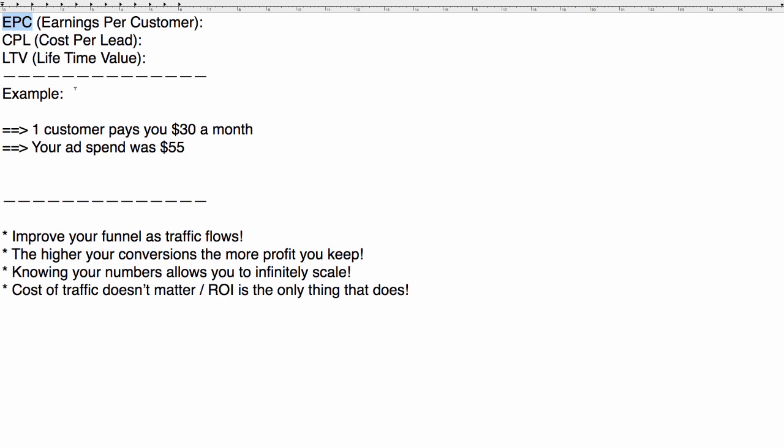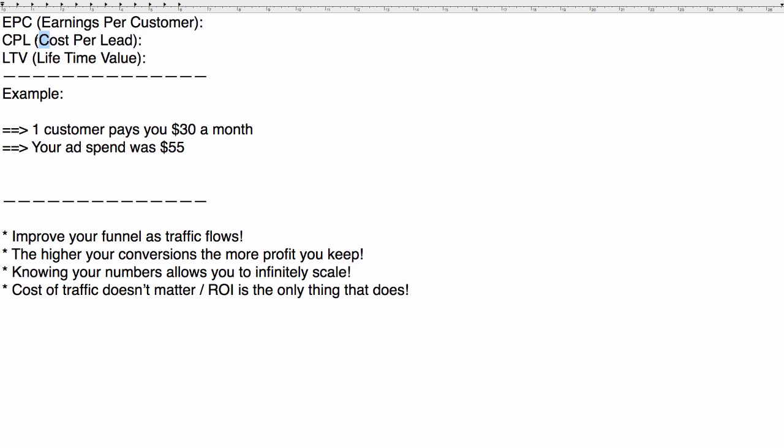For those of you who control your funnels and create your own offers, you can infinitely play around with this and test different prices, upsell after upsell, and so forth. But understand, earnings per customer is important to know right off the bat. Now, you want to know your CPL. That stands for cost per lead. How much did it cost you to acquire that lead?